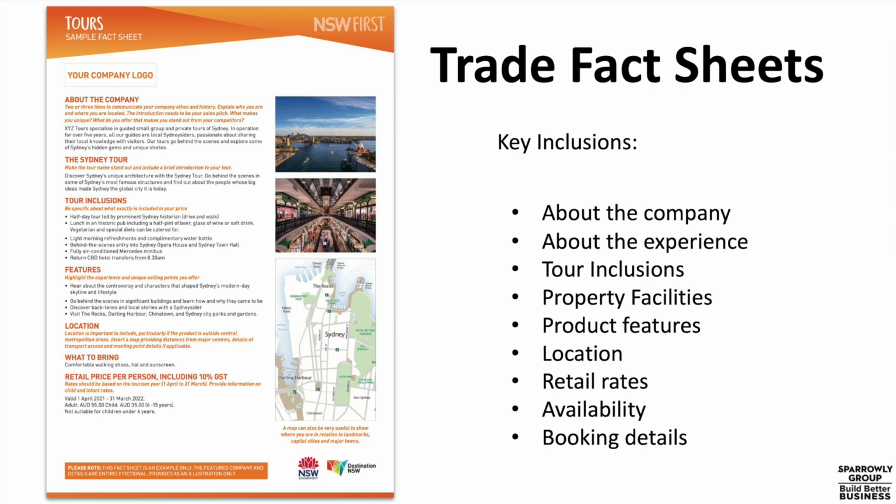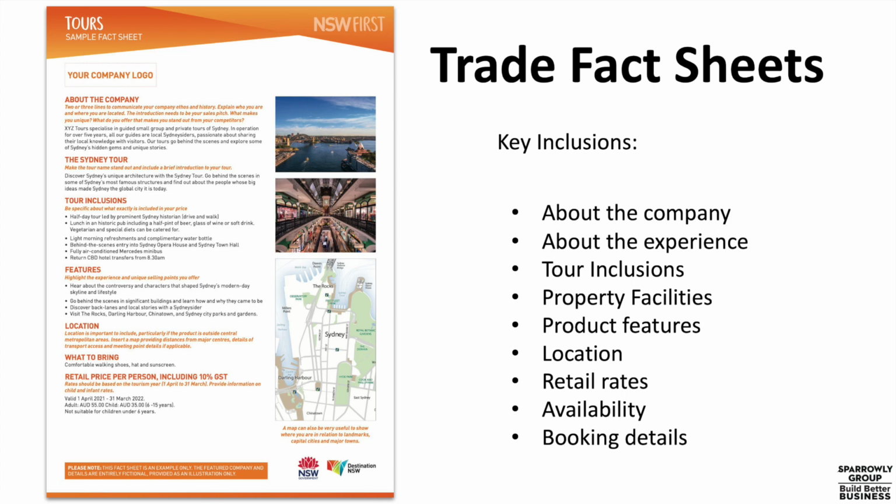Key details that you should include are a few lines about the company and a short paragraph about the experience itself. Tour inclusions like lunch or property facilities such as room types. Product or tour features, highlighting what makes you stand out. Your location, including a map to give context for your location in relation to surrounding areas and major towns and cities. Retail rates or your gross rate, the full price that a customer pays. Availability, including departure days and times. And how to book with details for your trade contact person.